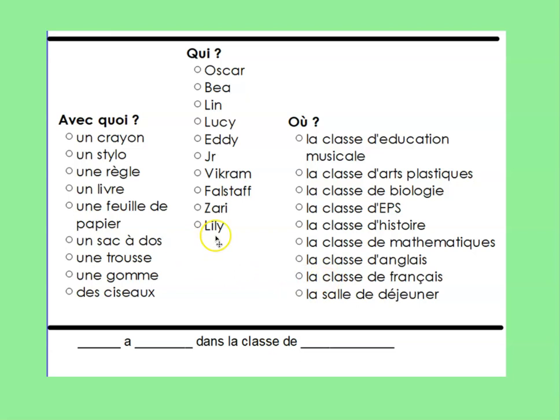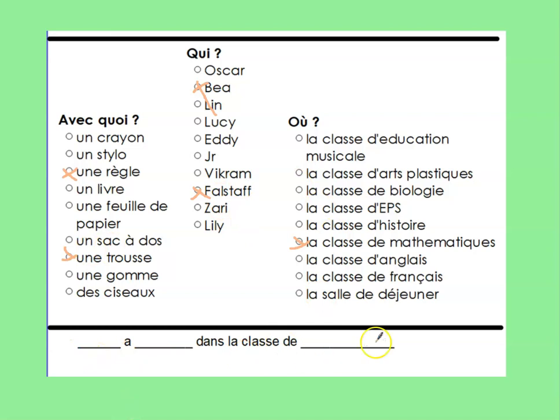All right. So the students are going to look at their cards secretly, the cards that they have been dealt, and they're going to say, oh, I have the ruler, I have Falstaff, oh, I have math class, oh, I also have Bea, and I have pencil case. So it can't possibly be these things.